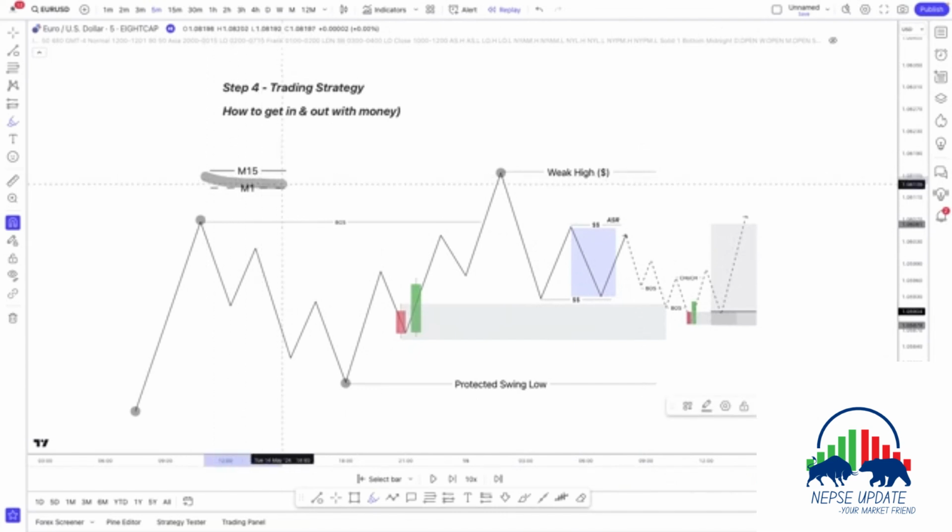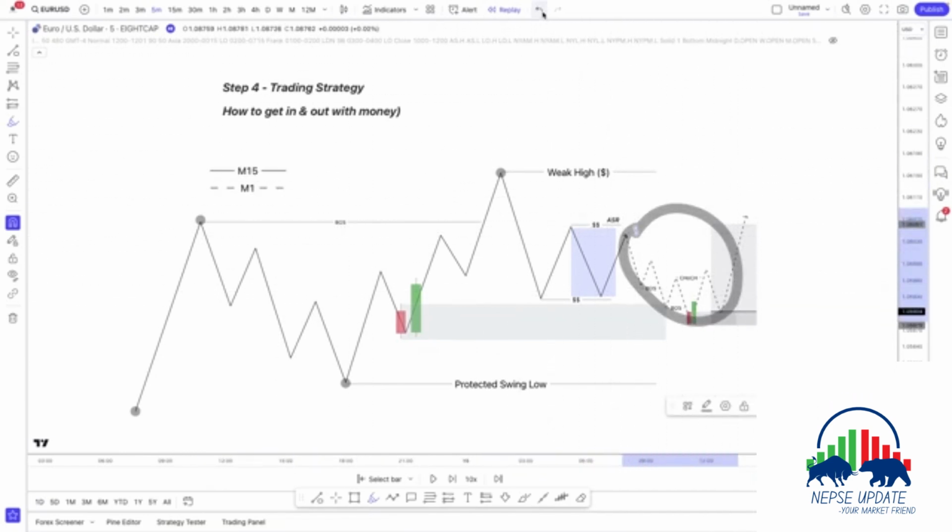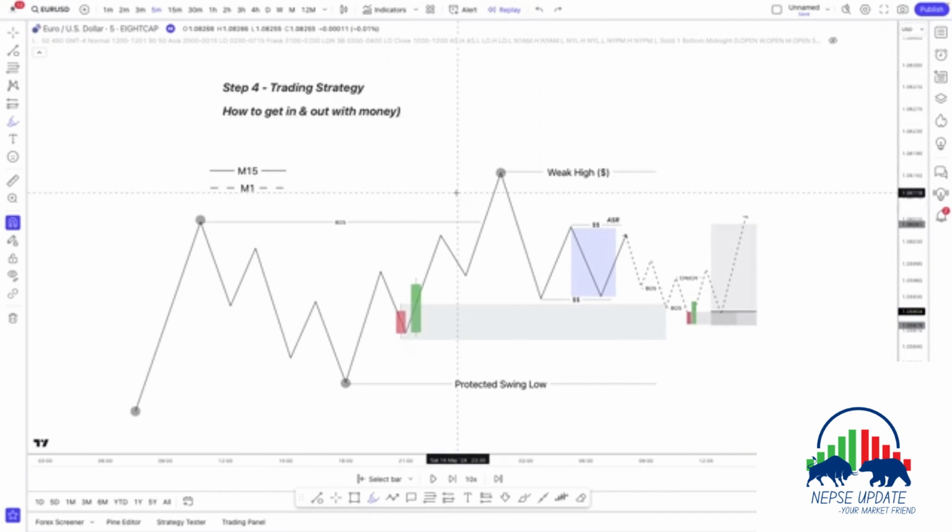So first things first, the whole lines, right? The lines that are filled represent the 15-minute time frame. The lines that are dashed like this, so these ones here, represent the 1-minute time frame, right? Okay, let's go through step by step how we just learned.